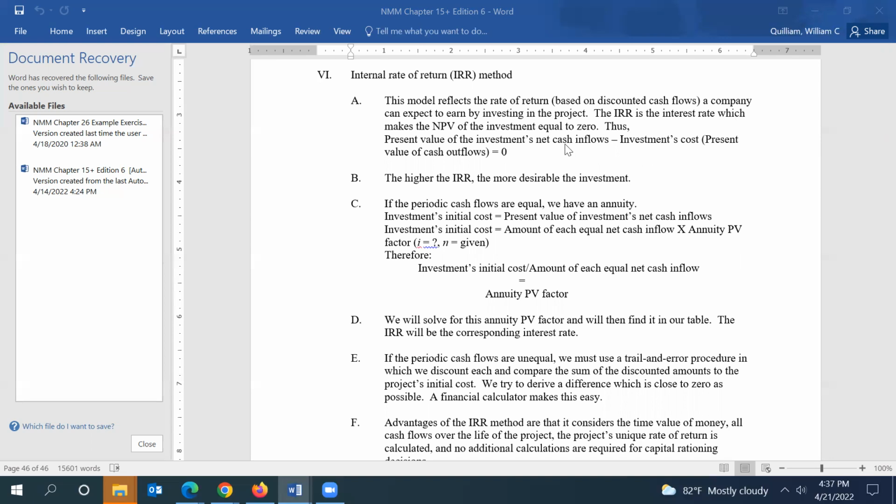Thus, the present value of the investment's net cash inflows minus the investment's initial cost, that's the present value of cash outflows, that's what we must spend on it today, that difference will be 0. So we're going to force it to equal 0 and find out what the interest rate is at that point. So we're assuming we're really just at the break-even point here. Now, the higher the internal rate of return, the more desirable the investment. Again, that makes sense because we always want a greater return.